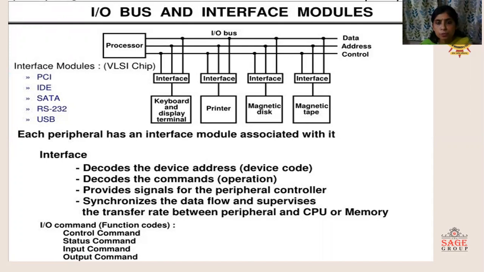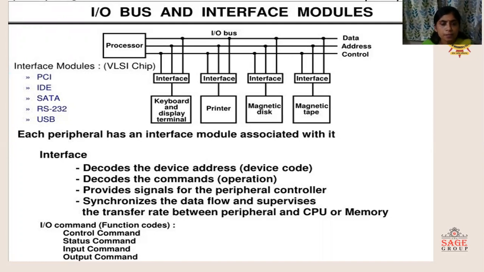The data bus is used to carry the data signals. The address bus carries addresses, and control signals and timing signals are carried by the control bus. Examples of interface modules are PCI, IDE, RS-232, USB. These are the different examples of interface modules, and each peripheral has an interface module associated with it, and these are the different functions.